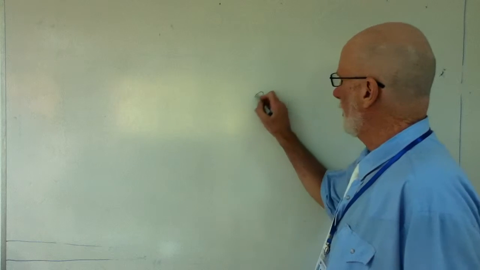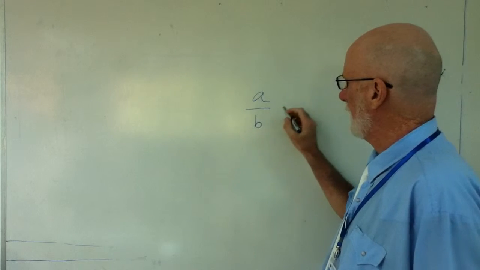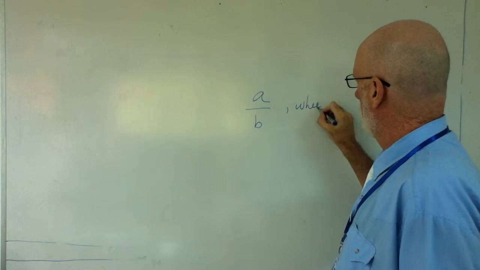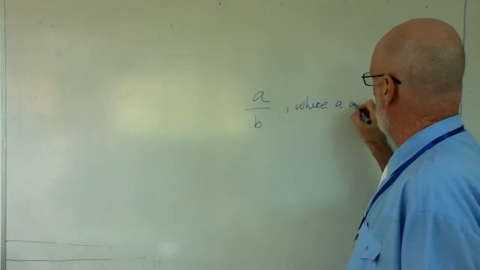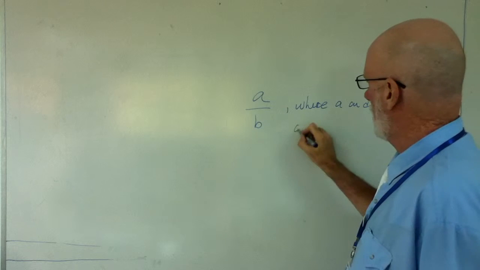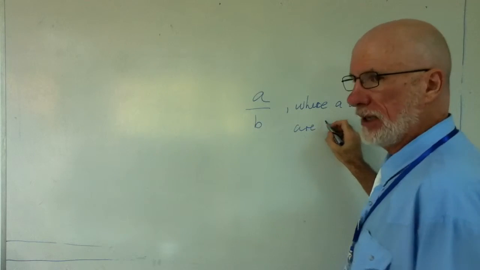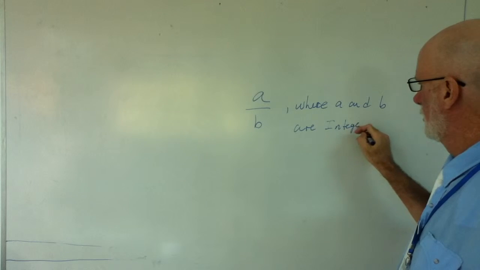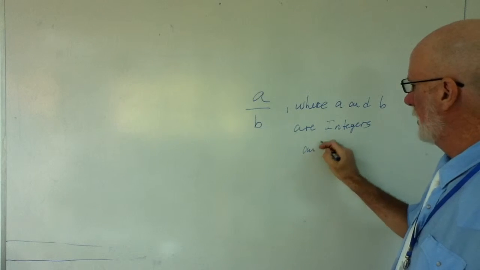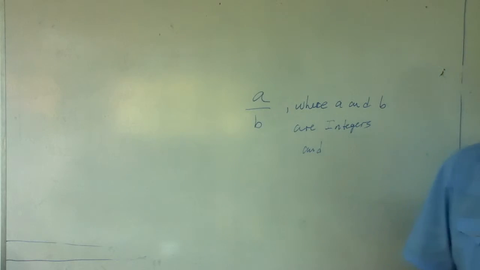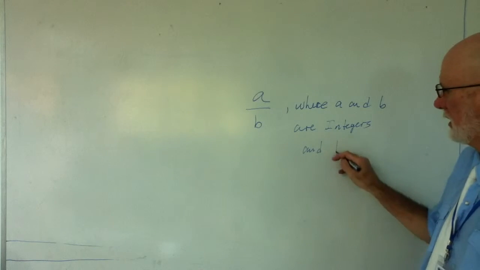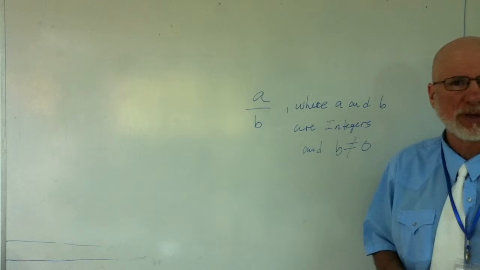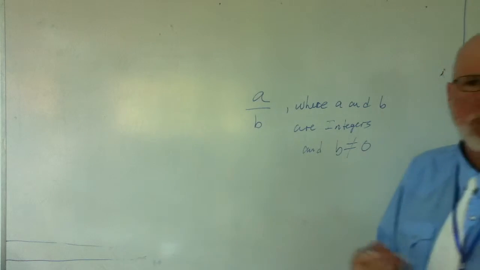It says any number that can be expressed as a over b, where a and b are what? Integers. And what's the one condition, the big condition? b cannot equal 0, because you can't have 0 in the denominator. And we'll go into that a little bit more as to why that is.